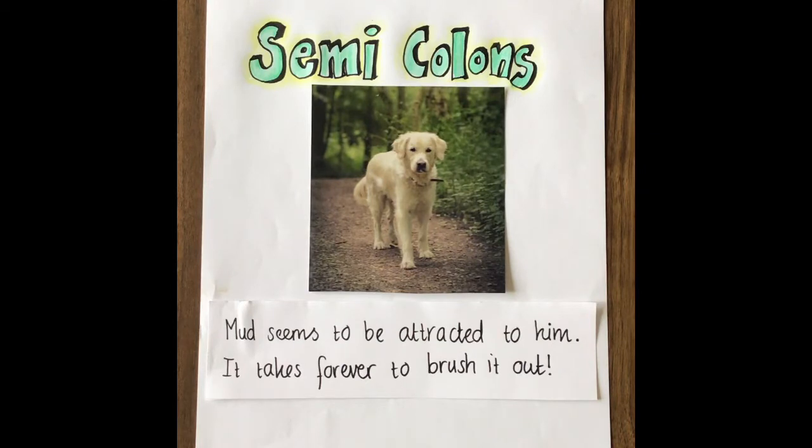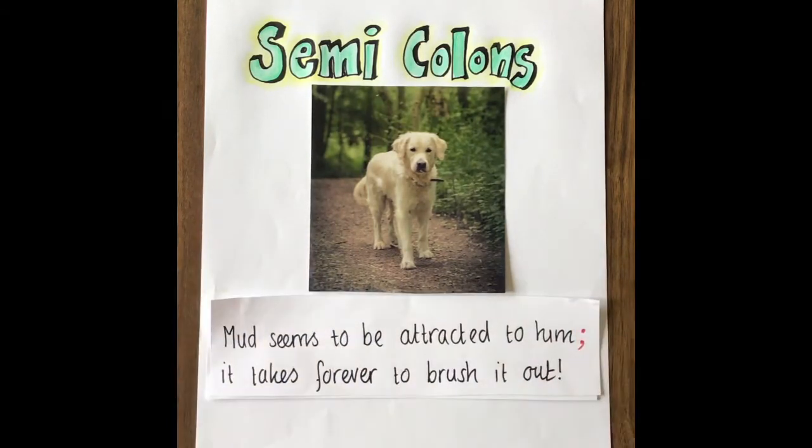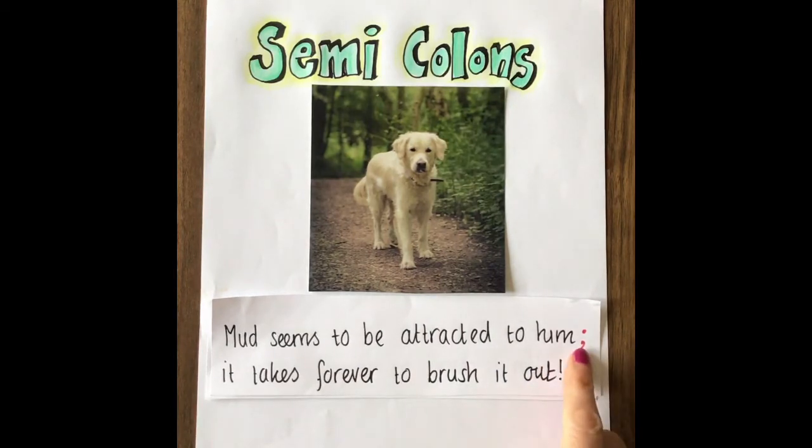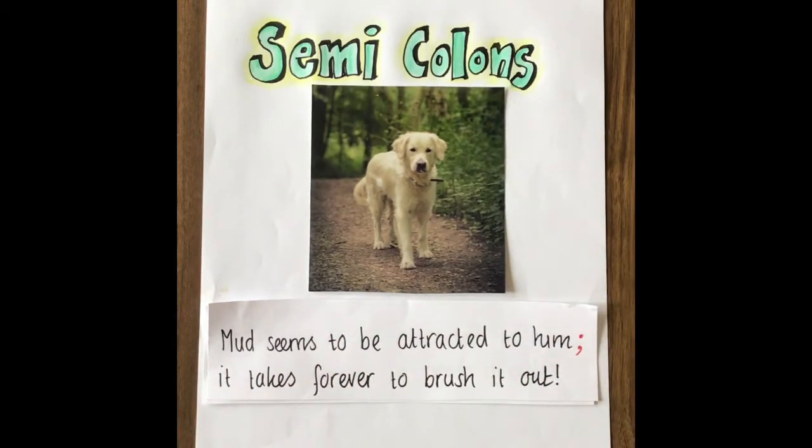Let's have a look to see how you got on. Mud seems to be attracted to him. It takes forever to brush it out. These sentences, they're closely linked because they're both about the mud that gets into Barney's fur. So let's link them together with a semicolon. Mud seems to be attracted to him; it takes forever to brush it out. The semicolon goes here, between the two main clauses. Again, closely linked.